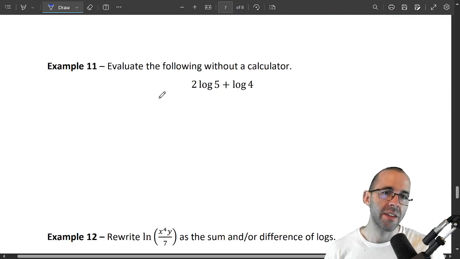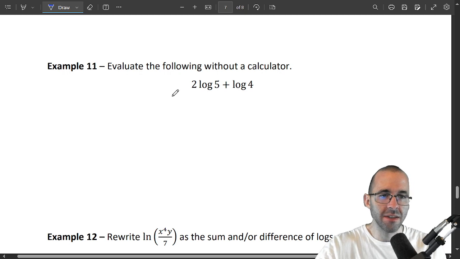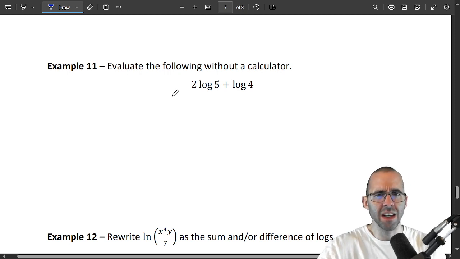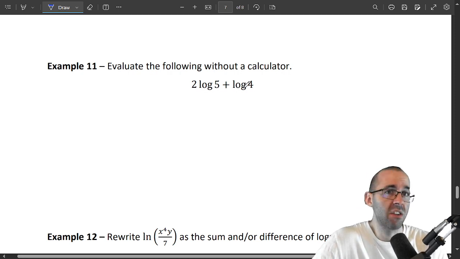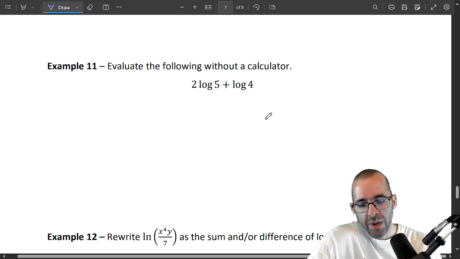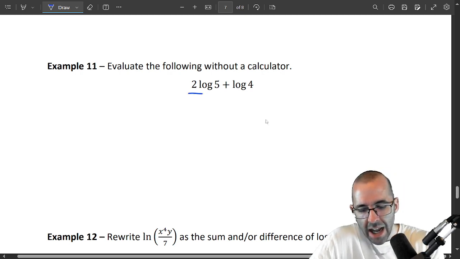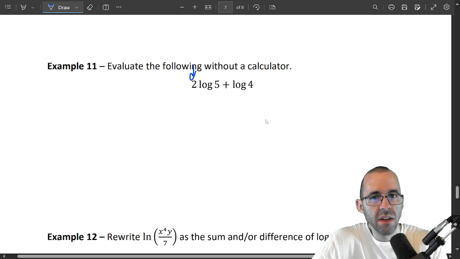So how can we evaluate this log without a calculator? Whoa, that seems tricky. Well, let's try to rewrite it. Maybe there's some magic, because if we can't rewrite it, we can't do this without a calculator. So if we rewrite it, what can we do? We can't add these logs together just yet, because this first log has something in front of it. We've got to deal with this part first before we can combine the logs together.